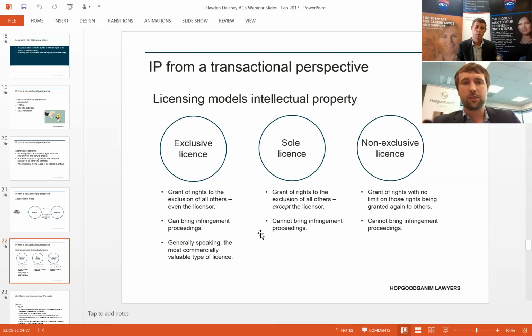Now, the exclusive license is a special category of license, again, because it's the only category where the exclusive licensee can also sue a third party for intellectual property infringement. So you're granted an exclusive license and it meets the formality requirements of an exclusive license within the Copyright Act or Patent Act, whatever it might be. You can sue someone else for intellectual property infringement, as can the owner. If you're the licensee of any of these other types, sole or non-exclusive, you cannot bring infringement proceedings.